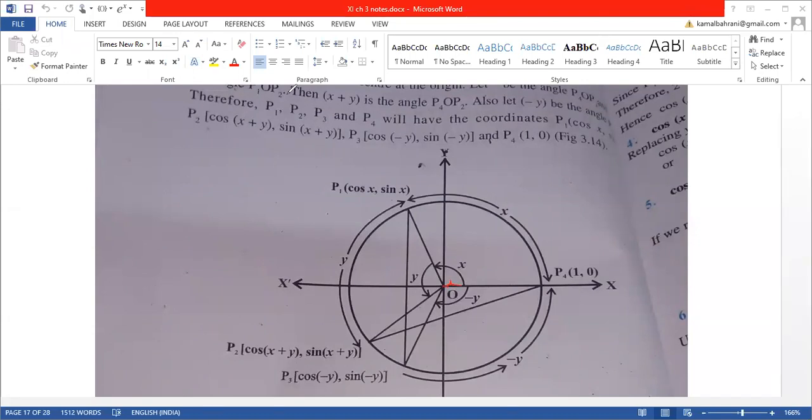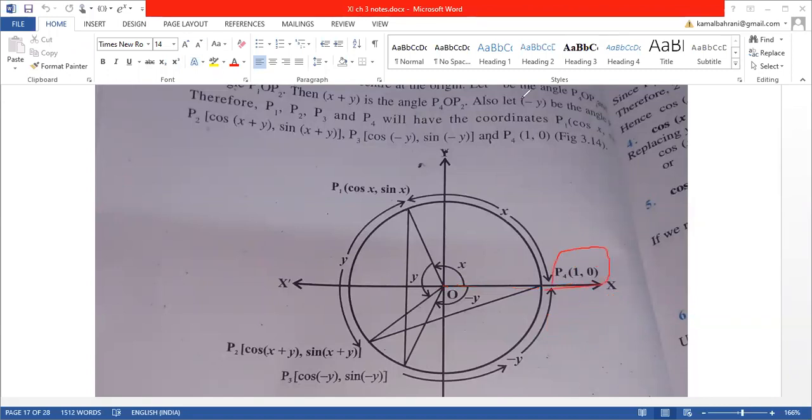That means this radius will be equal to 1. So the coordinates of P4, this is P4, are what? 1, 0, because this P4 point is lying on the x-axis. The y coordinate will be 0, the x coordinate will be 1 because the radius is 1. So OP4 will be equal to 1 unit only. So the coordinates of P4 must be clear to you.